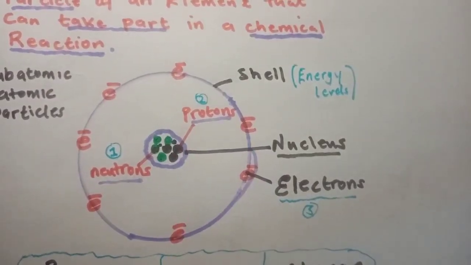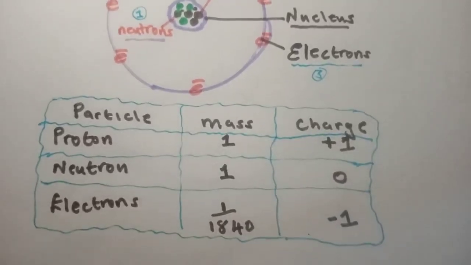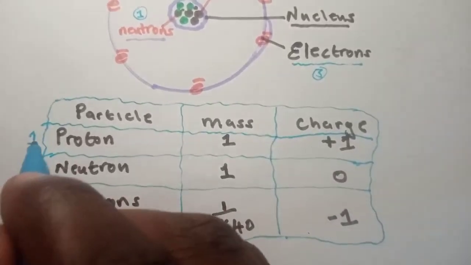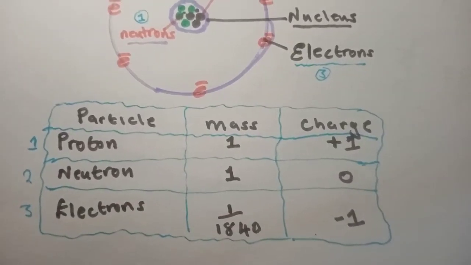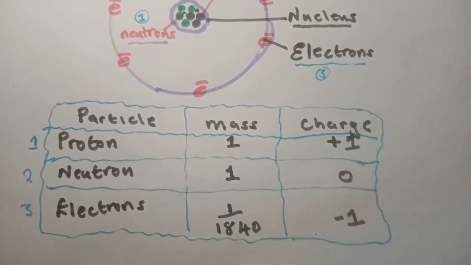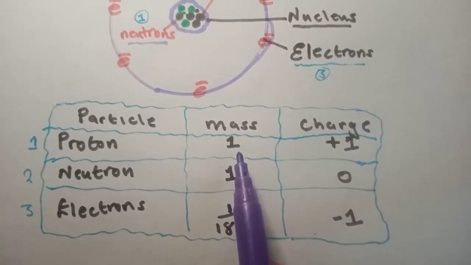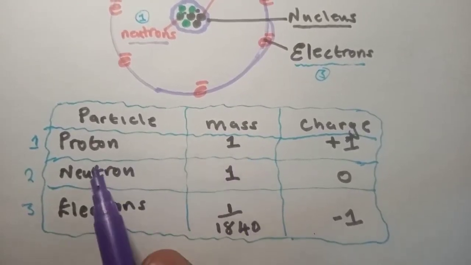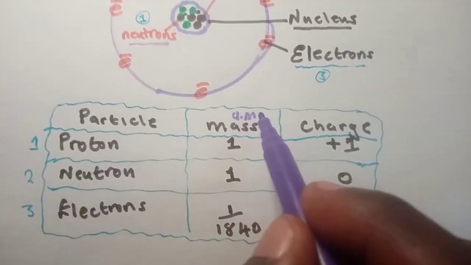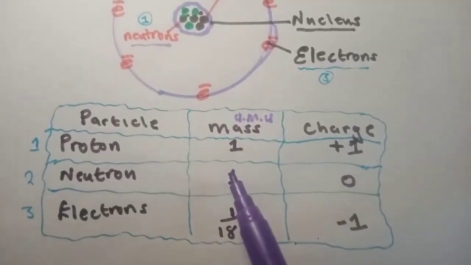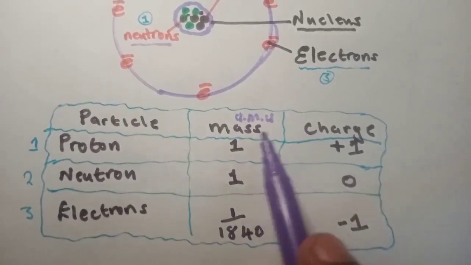Now let's look at the characteristics of these particles. We said we have three particles. Number one, the protons, two, the neutrons, and three, the electrons. A proton simply has a mass number of 1. This is the mass. The mass of a proton is 1, and we are using AMUs, which are the units. So it's 1 AMU. The neutron is also 1 AMU.